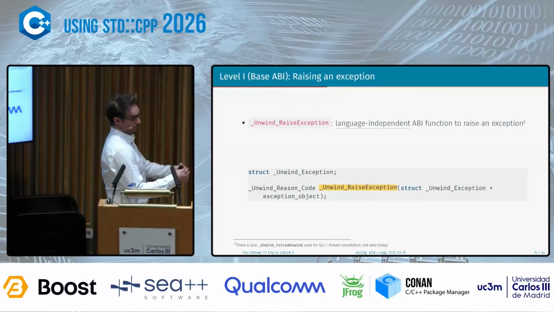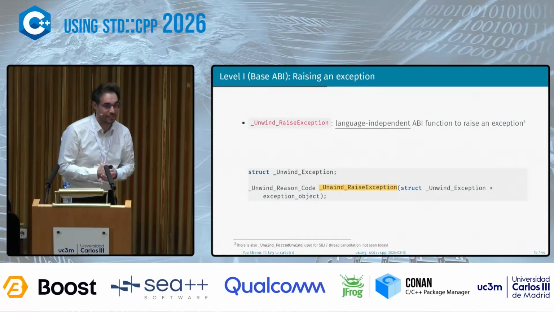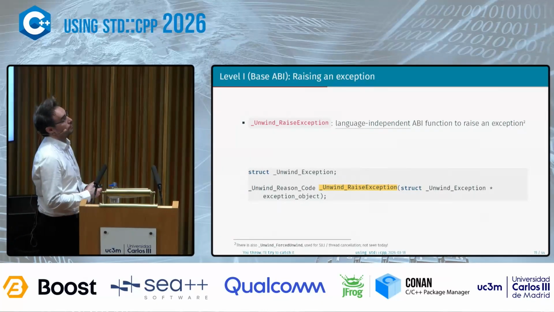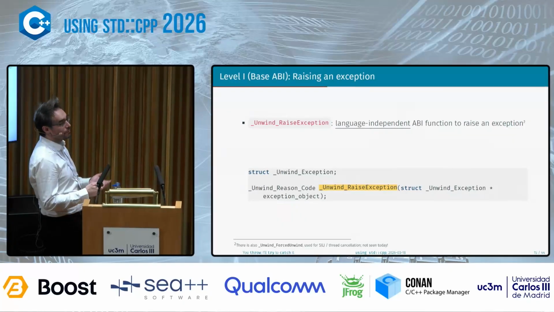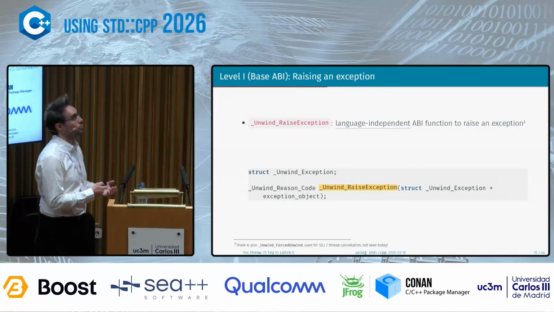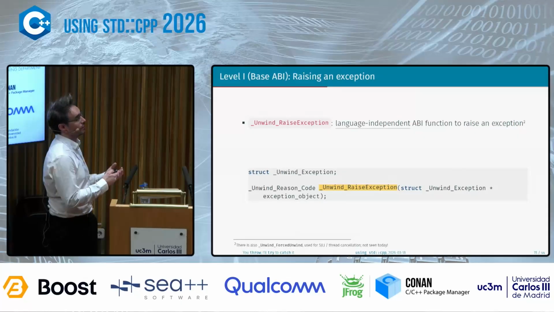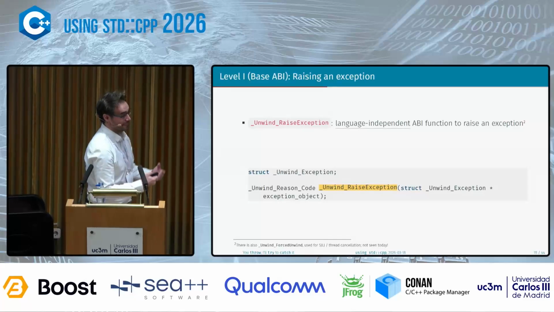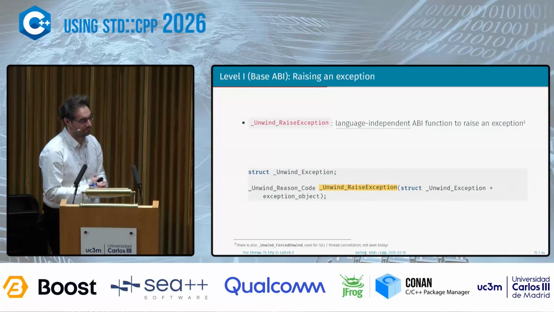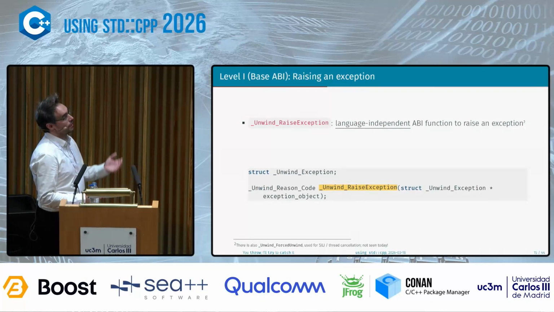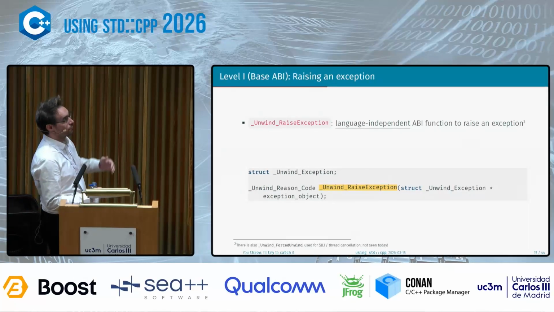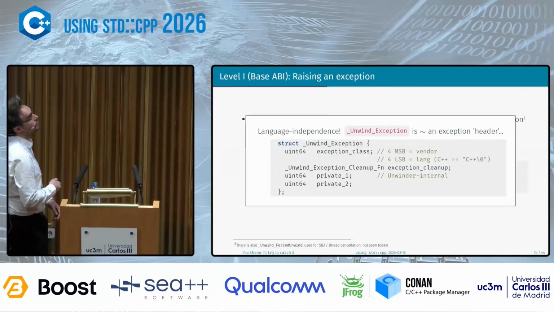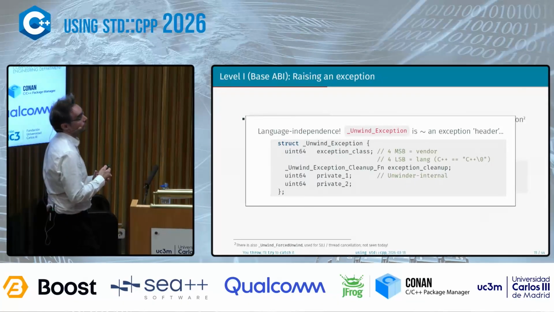So let's try to raise an exception. How does it work at the level 1 API level? Well, the level 1 says that any implementation that complies to this API should export a function called _Unwind_RaiseException, which is the one that you use to raise a language-independent exception. And this basically takes a pointer to an object of this type, _Unwind_Exception, which has this structure.